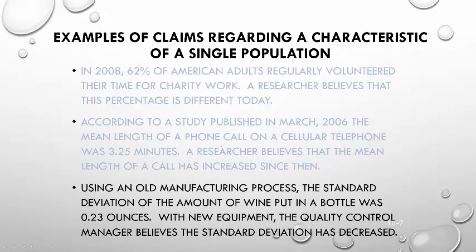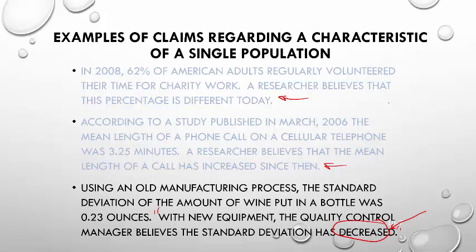And then finally, using an old manufacturing process, the standard deviation of the amount of wine put in a bottle was 0.23 ounces. With new equipment, here's the hypothesis, the quality control manager believes the standard deviation has decreased. If you notice in all of these, we made a claim: it believes the percentage is different, that it's increased, that it's decreased.